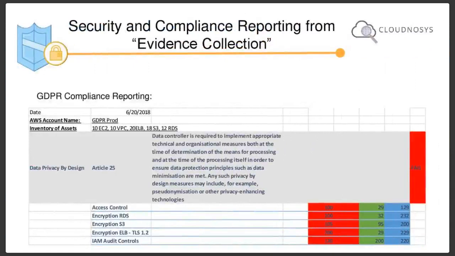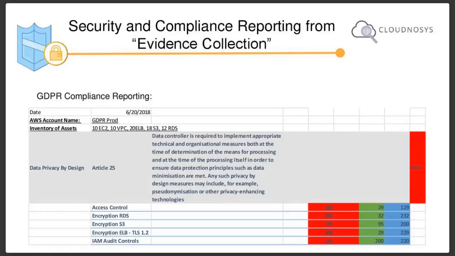So after all that data collection you're doing with log files, with metadata, with everything, you should be able to organize that into a simple spreadsheet like this, which says, okay, data privacy by design, Article 25, this is what it says. And oh, by the way, I have run these 8, 10, 20, 50 control sets, right?